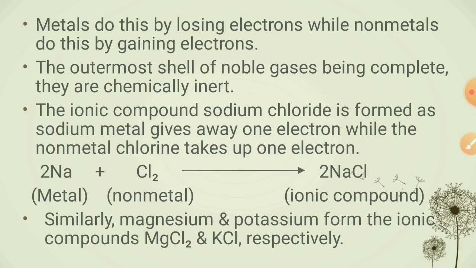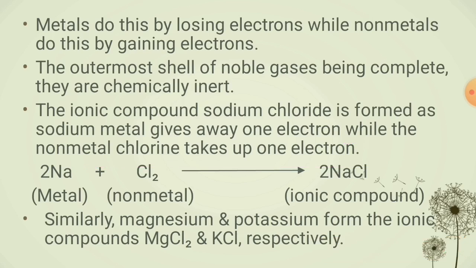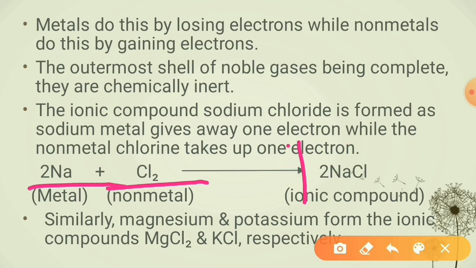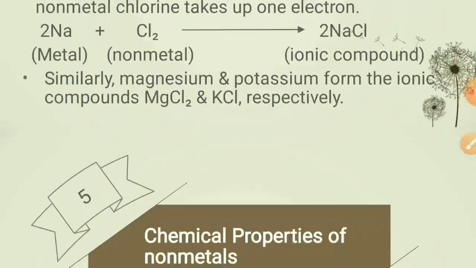The ionic compound sodium chloride is formed as sodium metal gives away one electron, while chlorine non-metal takes up one electron. You can see sodium and chlorine give sodium chloride, that is the ionic compound. Similarly, magnesium and potassium form the ionic compounds magnesium chloride and potassium chloride respectively.